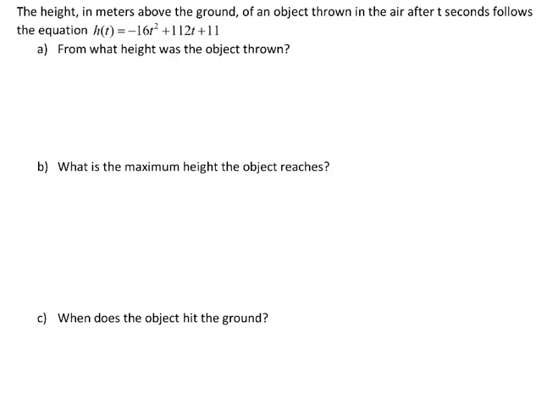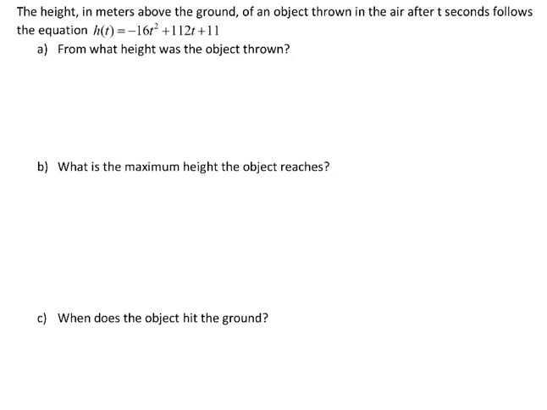The height in meters above the ground of an object thrown in the air after t seconds follows this quadratic function that we're given. H of t equals negative 16t squared plus 112t plus 11. So three different things that we want to try to be able to find out here. So first, from what height was the object thrown?